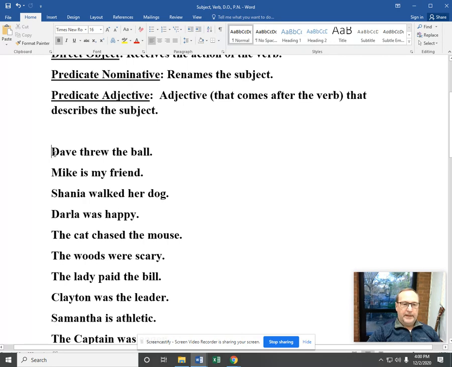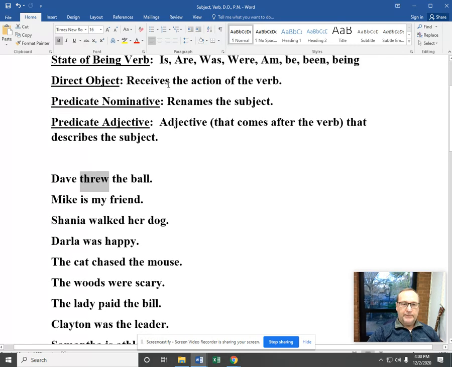Dave threw the ball. Okay, so we can probably figure out that Dave is the subject and the verb is threw, and we know that threw is an action verb. It's a past tense action verb, and now we can apply this term. Direct object receives the action of the verb. What did Dave throw? He threw the ball. The direct object is always a noun. So if Dave threw the ball, and Dave is the subject, threw is the action verb, and ball is the direct object, then we have a complete set of facts going on here.